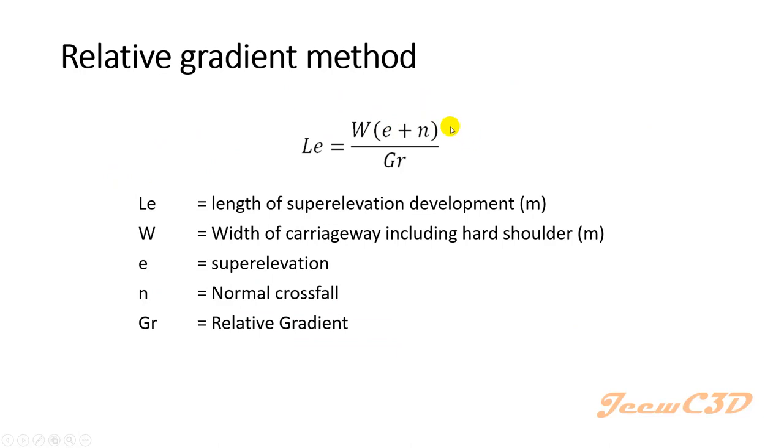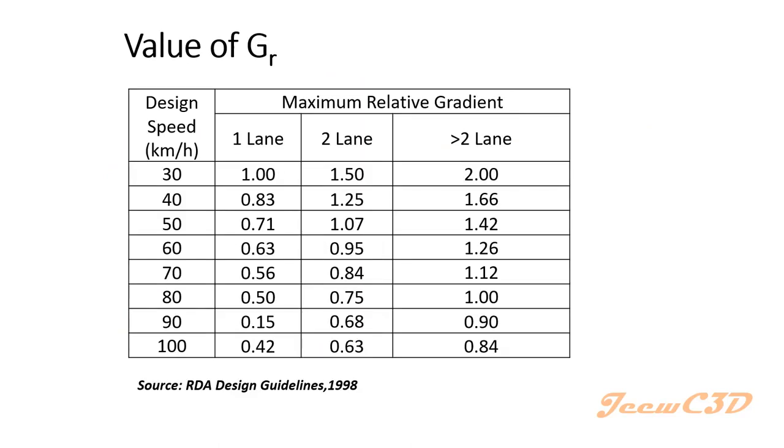Then there is a factor called relative gradient, and it should be obtained using the relative gradient table. If you have one lane which is rotating, that means if it is a two lane road, each lane would be rotated separately. So you have to use this column to get the GR value.